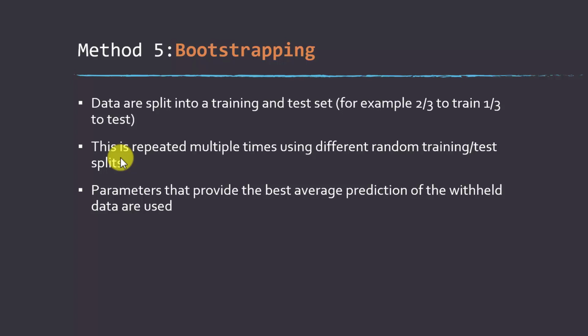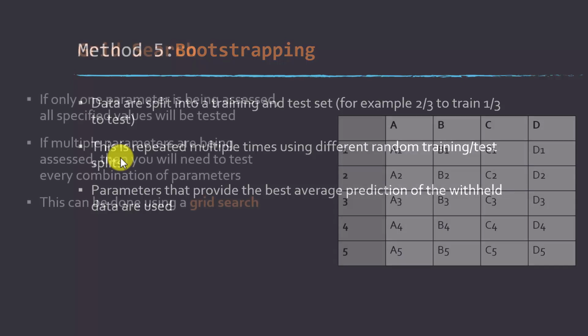It's the same thing we talked about with random forest. So with k-fold cross-validation, the folds are consistent. Bootstrapping is random in and out each time, or training and test each time.